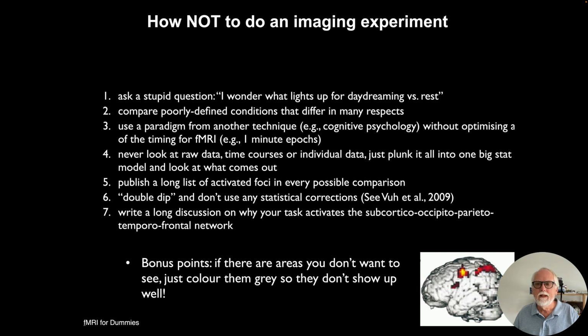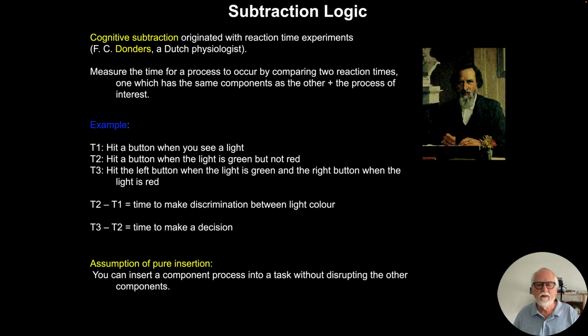All right. Now, the other thing to think about with fMRI is I just want to point out that there's some sort of subtraction logic to fMRI studies. That's one of the problems with fMRI. The idea of subtraction logic goes back to Donders, a Dutch physiologist who was doing reaction time experiments. And his idea was that you measure the time for a process to occur by comparing two reaction times, one which has whatever components you're interested in plus the new component that you're interested in.